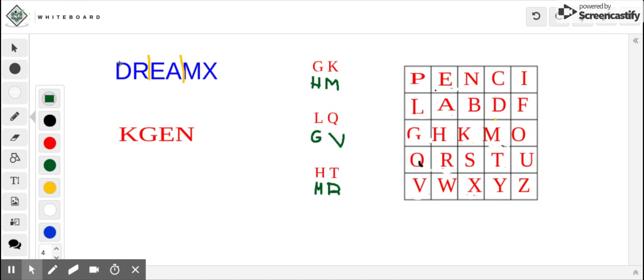So now we're going to practice with a word. You can see I've split it into increments of 2 because that is how we're going to encrypt. DR, we're going to find these in here. D is right here and R is right here. So this forms a rectangle. And D is going to become A because that is the opposite horizontal wise, and R is going to become T, just like we did with the HT.